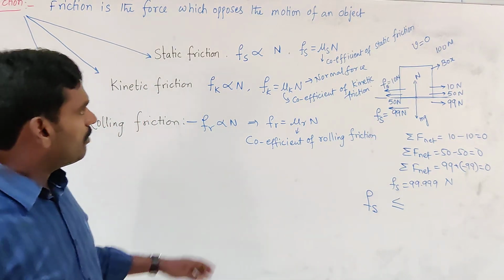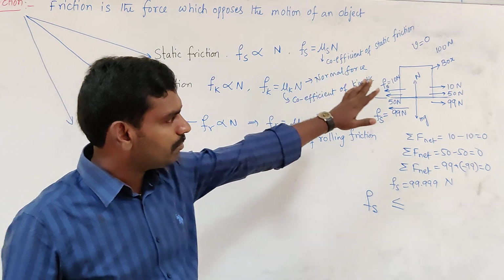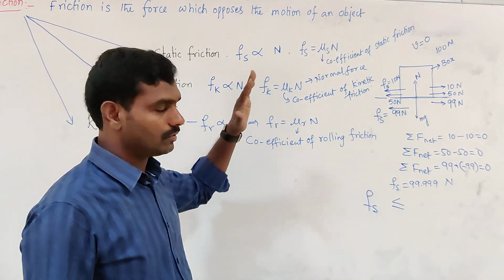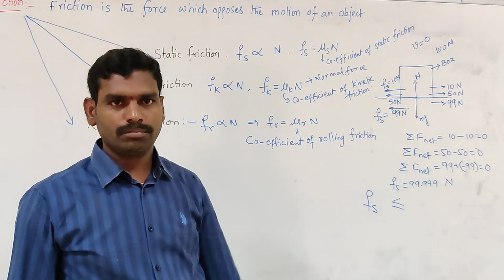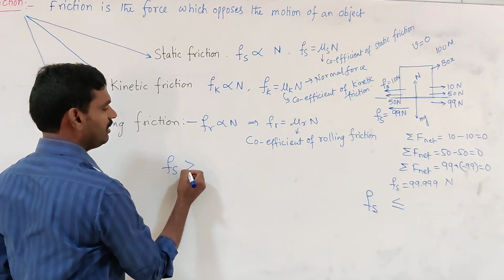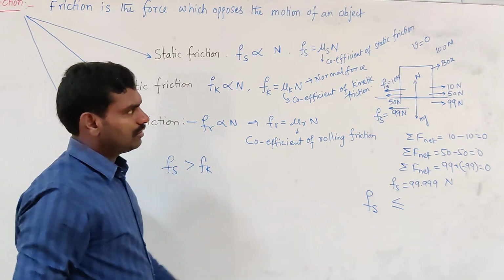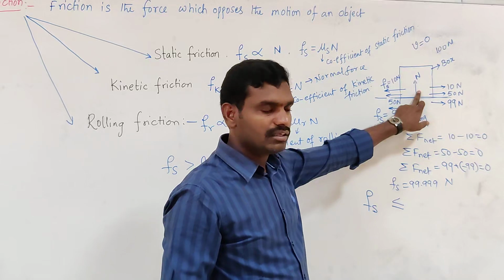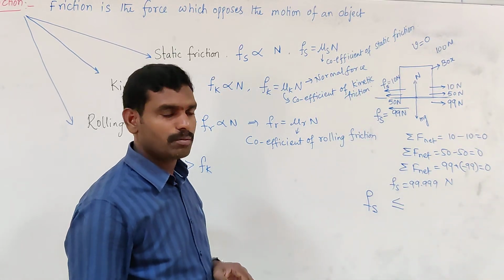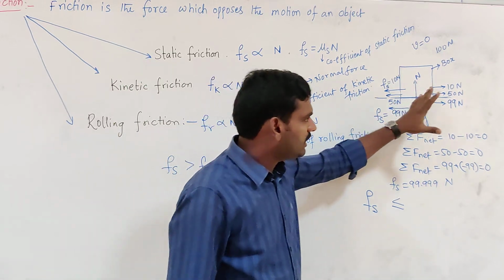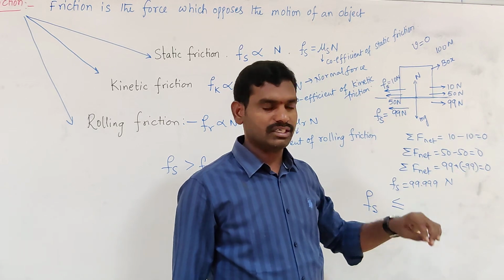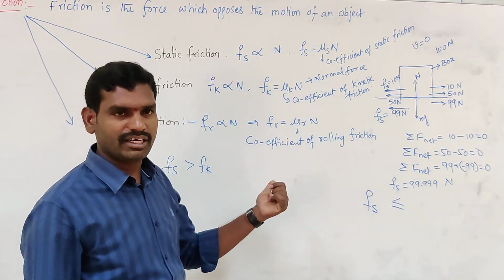Okay. So the amount of force to keep the body in motion is less than the amount of force to get the body to break loose. That means static friction force is greater than kinetic friction. When the body is at rest, the amount of force that we need will be more. Once the body is in motion, we require only a smaller amount of force. So frictional force is less. So static friction is greater than kinetic friction.